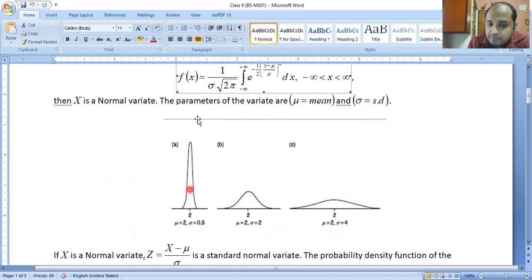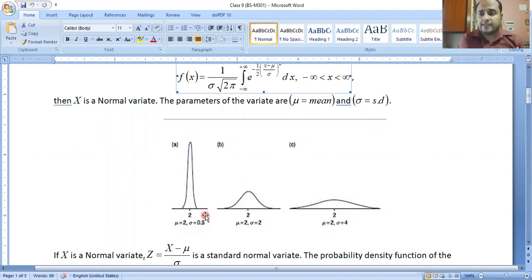Because if the origin is in the middle point, then on the left hand side of the origin all the negative values are there for z, and on the right hand side all the positive values are there for z. On the left hand side the area is 50%, on the right hand side the area is 50%, because it is a normal curve, it is bell shaped and symmetric, and the total area is 1.